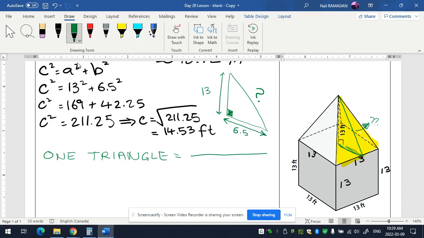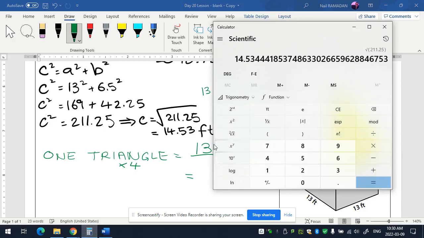Yes. 13. Yes. This, everyone. This is your height. Not the 13 here. This is the height of the pyramid. This is the height of the triangle face. Divided by what? And Sebastian, how many times are we going to repeat that triangle? 4. So everyone, under it, go times 4. Times 4.